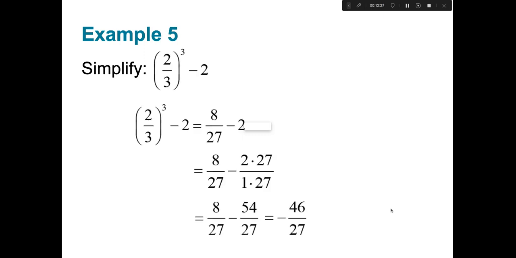They don't make you reduce that into a mixed number. Isn't that nice of them? If you wanted to reduce that into a mixed number, how would you do that? Divide. 46 divided by 27.